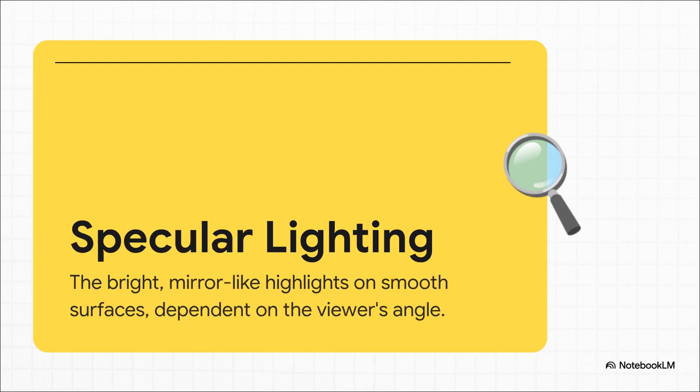And for that final crucial touch, we add specular lighting. These are those bright, shiny highlights you see on smooth stuff. And here's the key. The highlight moves depending on your viewing angle, on where the camera is. This is what tricks our brain into seeing something as glossy or metallic or even just a little bit wet.